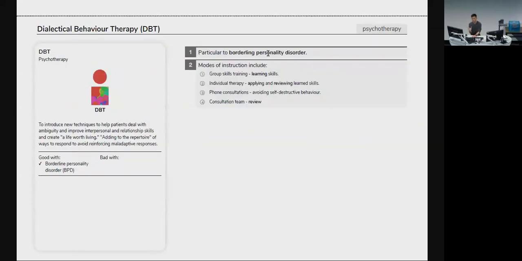And then finally, DBT is about teaching people skills to create a life worth living, and adding to their repertoire of ways of dealing with things that don't go their way. This is specifically for borderline personality disorder. If you just make that link between DBT and borderline personality disorder, you're probably good enough. There are some interesting things about DBT, but no time to go through them.